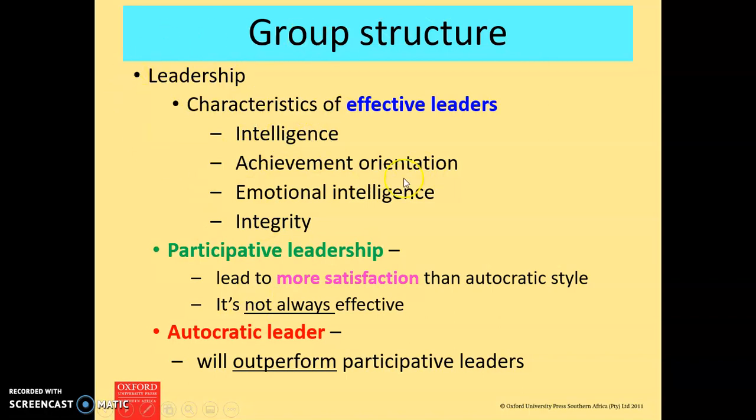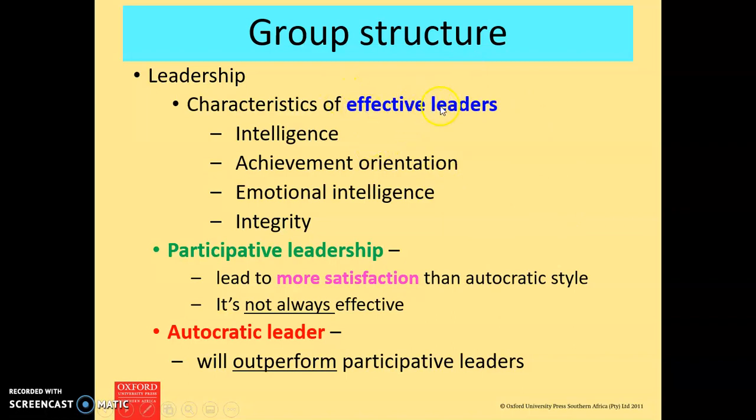The structure of the group consists of leadership. A characteristic of effective leaders is that they need to have intelligence. So in order to appoint someone to be a leader, members have to look at the intelligence level of the leader. A high intelligence level of the leader can contribute to the effectiveness of the group. If you have a less intelligent leader, it can actually undermine the abilities of the rest of the members.